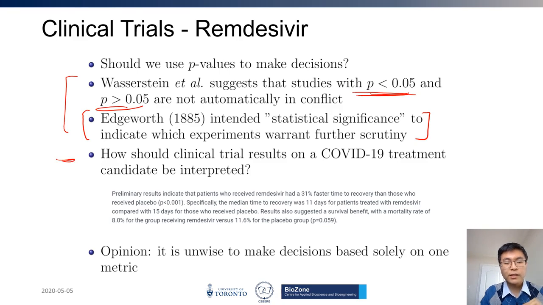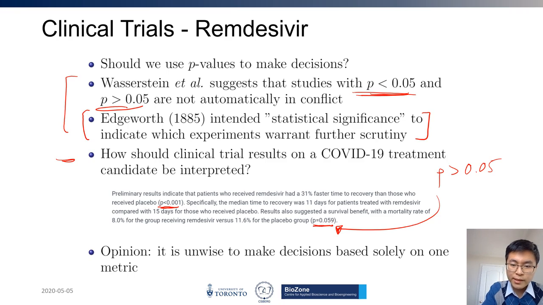So given that context, how should clinical trial results be interpreted? Now, we see that they do indeed cite p-values here, but they don't do it in a way that says p greater than 0.05 means no effect for this case. So you see that they say the results suggest a survival benefit, right? And the p-value here is 0.059. So they did not throw this data away just because it's greater than 0.05.